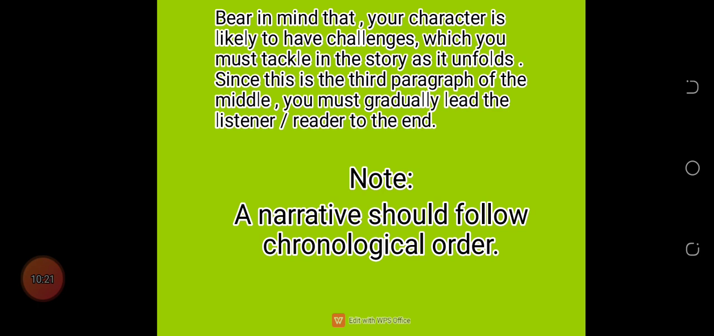So you should bear in mind that your character is likely to have challenges which you must tackle in the story as it unfolds. Since this is the third paragraph of the middle of your story, you must gradually lead the listener or reader to the end. What it means is that as you unfold the story, when it is coming to an end, the one reading will know that the story is gradually coming to an end. You don't end the story abruptly. It makes the reader not clear with situations. So a good writer leads the reader or audience gradually to the end of the story. Okay, so a narrative should follow chronological order.